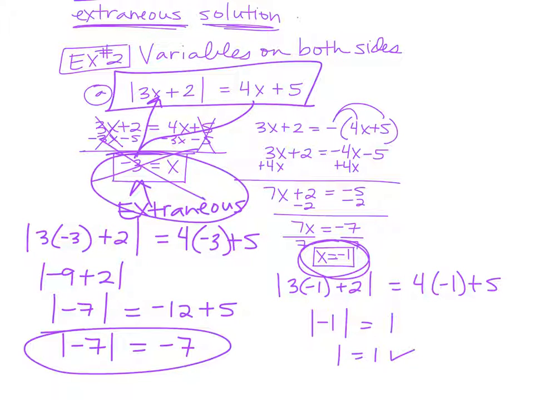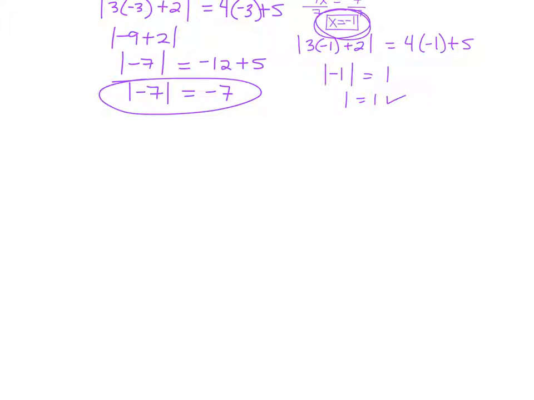Okay, so most of the time with absolute value, you're gonna get two answers. But when we start doing the variables on both sides like this, there's usually a good chance there's an extraneous, okay? Questions on that? Okay, one more. And then we're done.